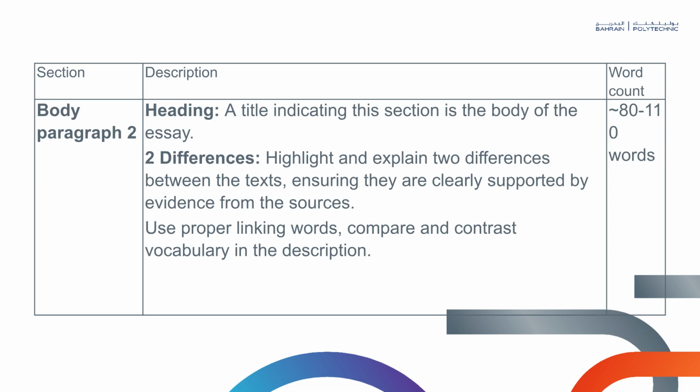Body paragraph 3, also 80 to 110 words, should have a heading. This paragraph focuses on highlighting and explaining 2 differences between the texts, supported by evidence from the sources. Use proper linking words and compare and contrast vocabulary.